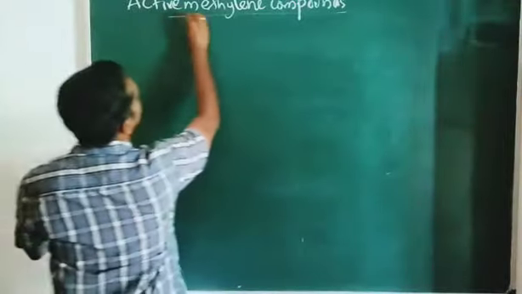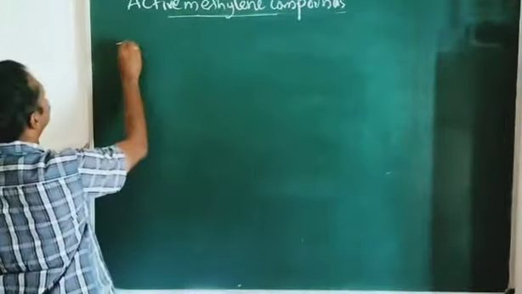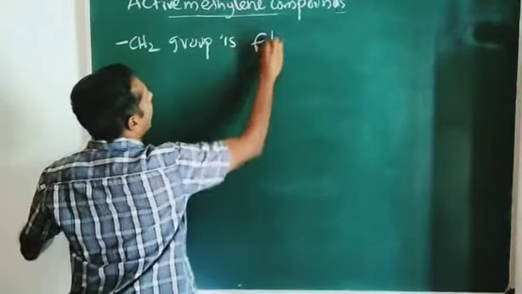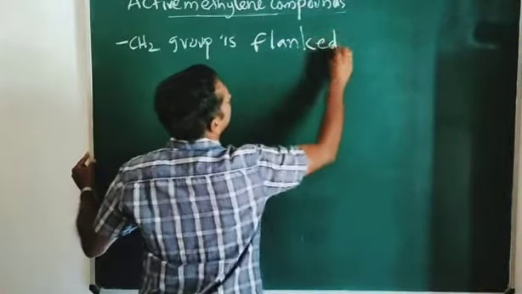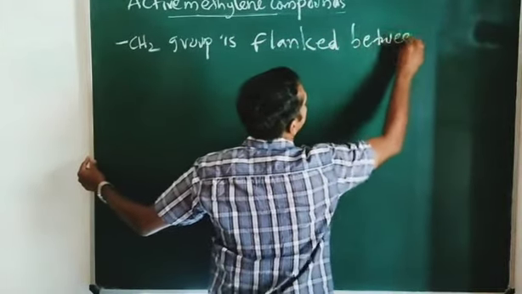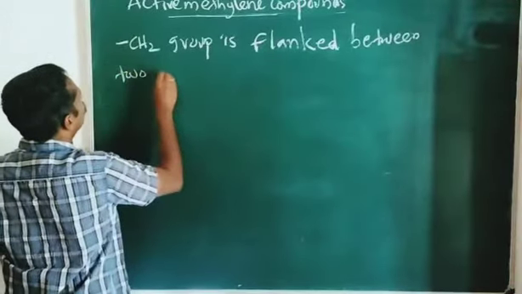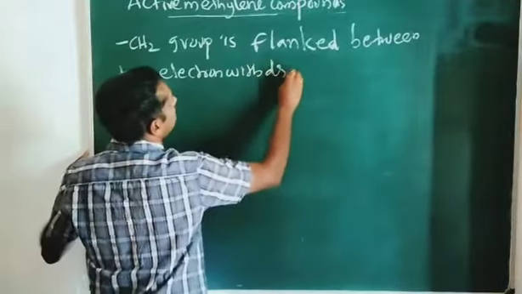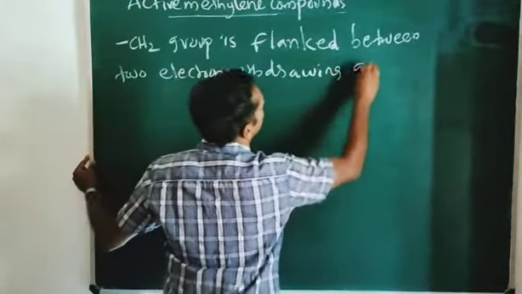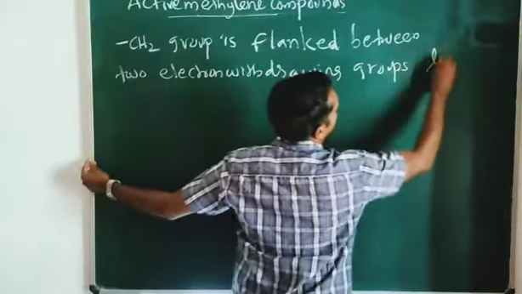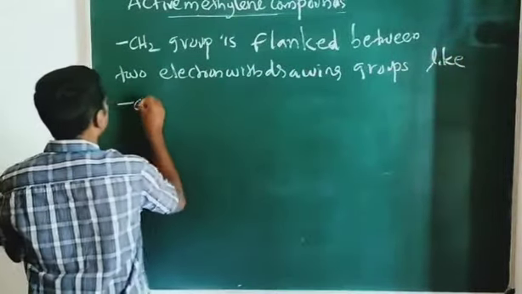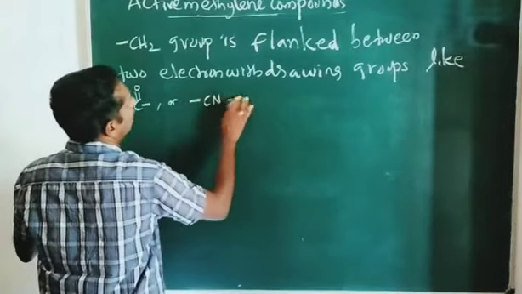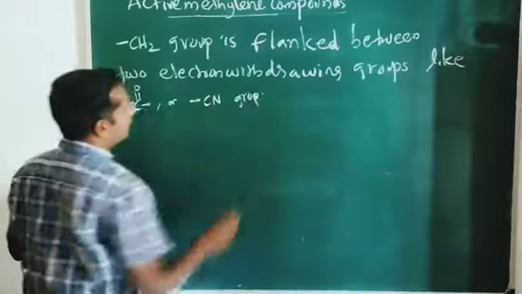The active methylene compounds are compounds in which a CH2 group is flanked between two electron withdrawing groups like a CO group or a CN group.